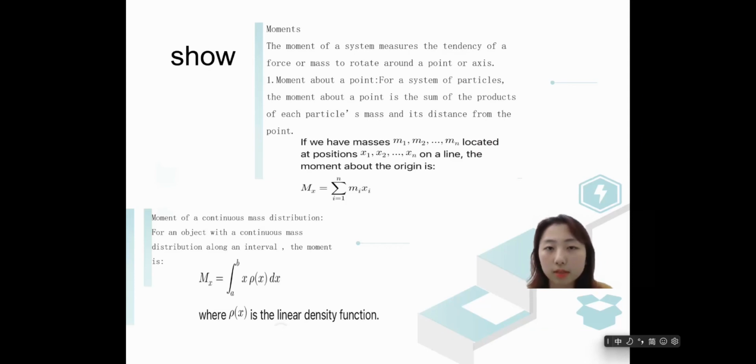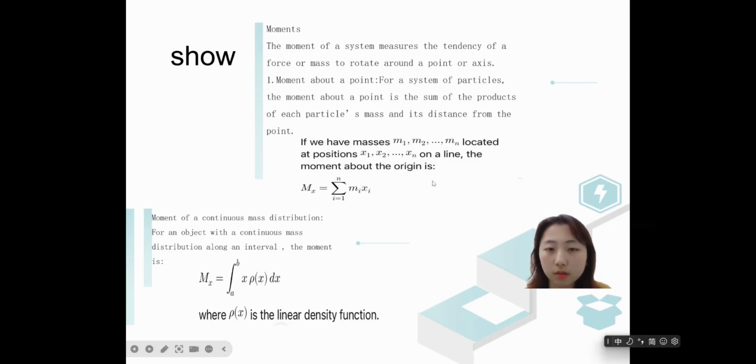Moments. The moment of a system measures the tendency of a force or mass to rotate around a point or axis. Moment about a point for a system of particles: the moment about a point is the sum of the products of each particle's mass and its distance from the point. Just like this formula, with masses M1, M2, until Mn, located at points x1, x2, until xn on a line.